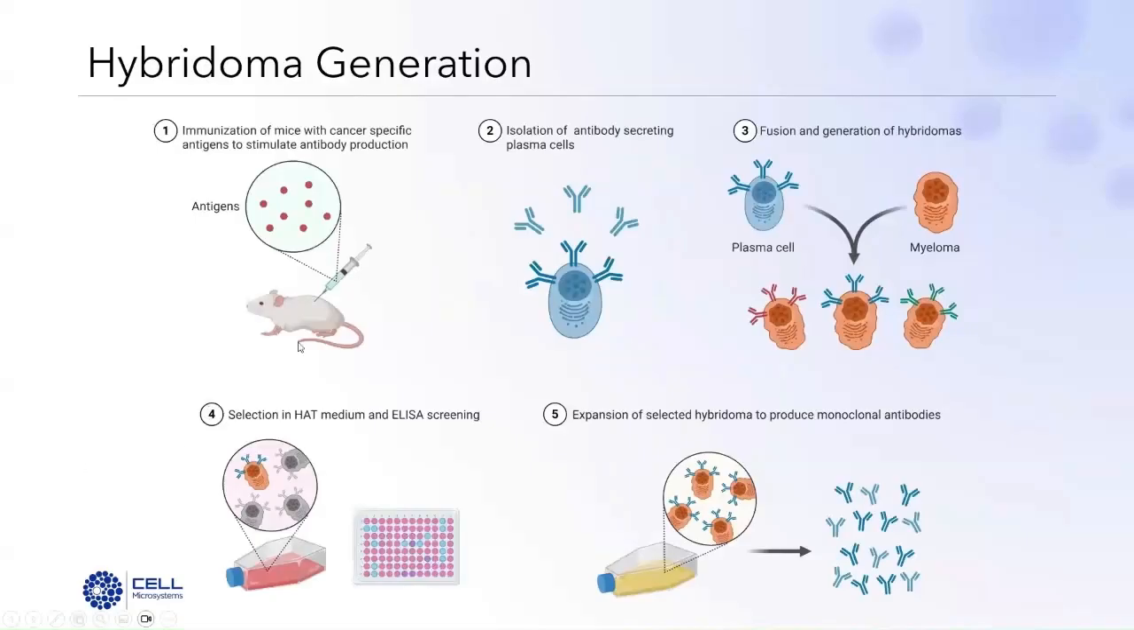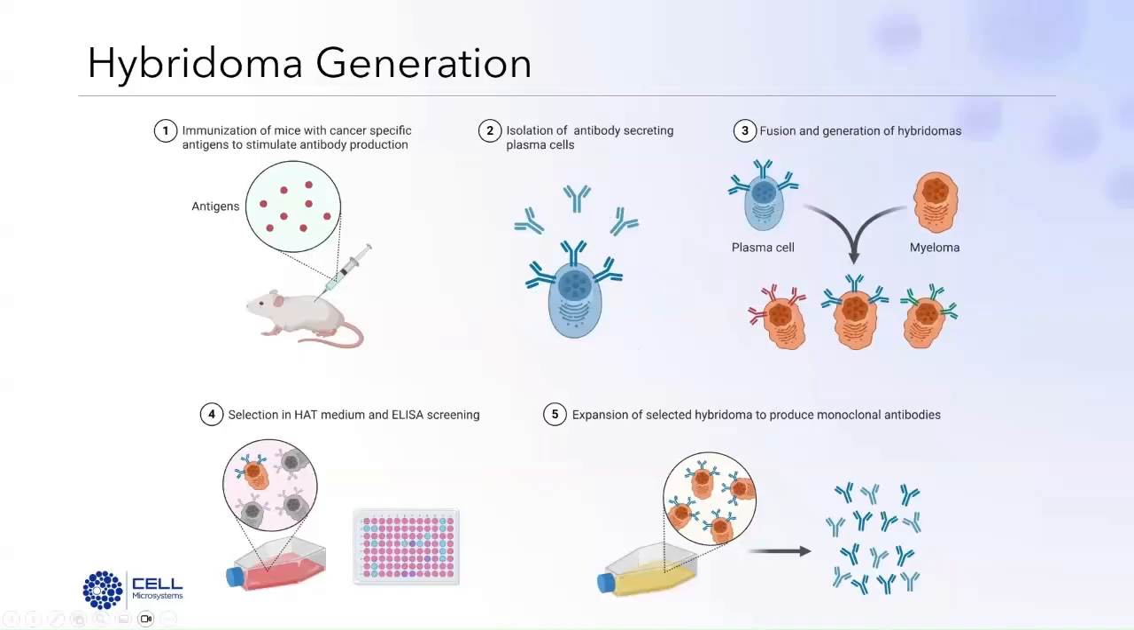To give you a little bit more information on how these are actually done, they start by immunizing an animal of choice, in this case a mouse, that can be immunized with an antigen to stimulate antibody production. After the mouse has been allowed to stimulate the antibodies, you can isolate the antibody-secreting plasma cells. And then they undergo a fairly impressive fusion process with a cancer cell line called a myeloma.